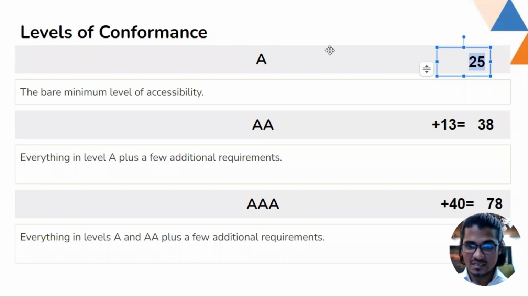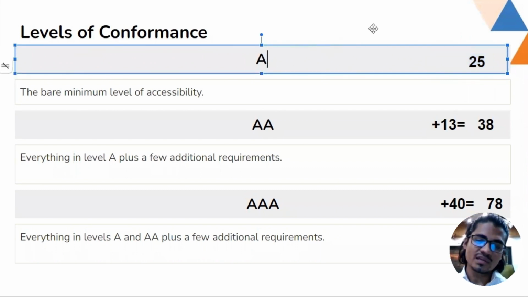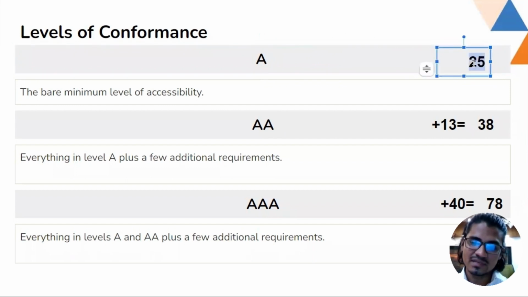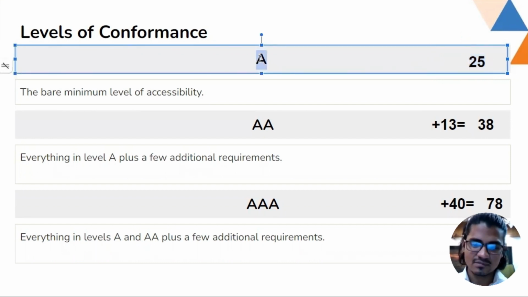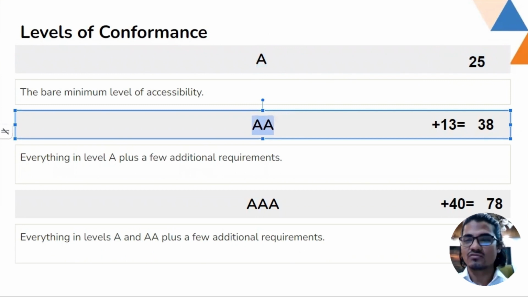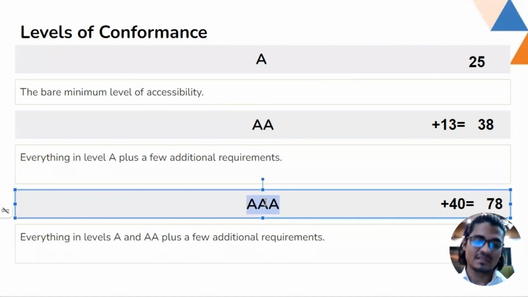So normally, for level A, without even noticing, we meet around 60 to 70% of them. By taking a little care of a few things, we can easily achieve A. It's not a big deal. But with double A, we need to take care of a few things. And after that, for triple A, we need to take care of a lot of things.